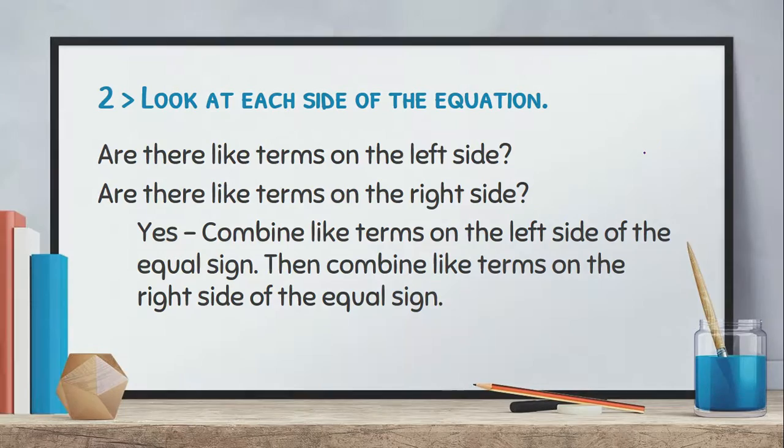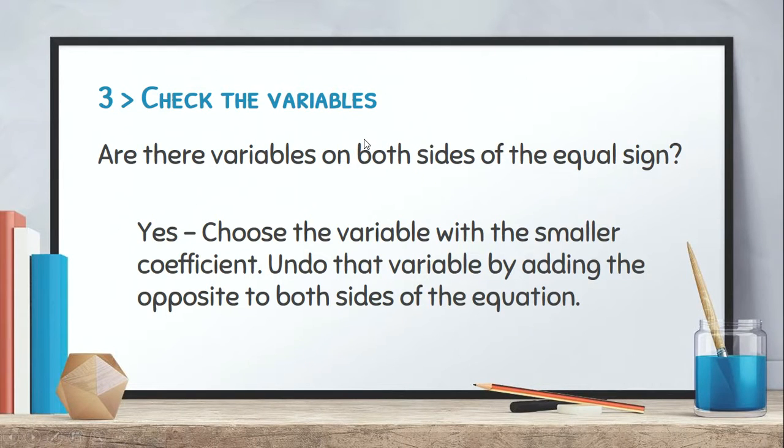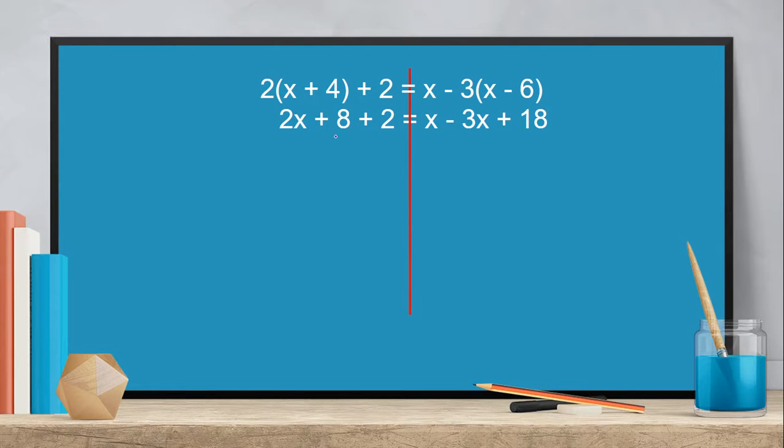So let's look at our equation again. We've got it down to this. Are there like terms? Well, yes. On the left side here, we've got 2 constants that are like. On the right side here, we've got 2 coefficients with the x variable that are like. Remember, you cannot combine constants with variables. You cannot combine variables with different variables together.